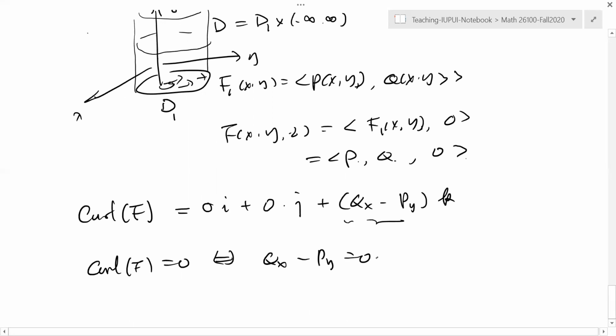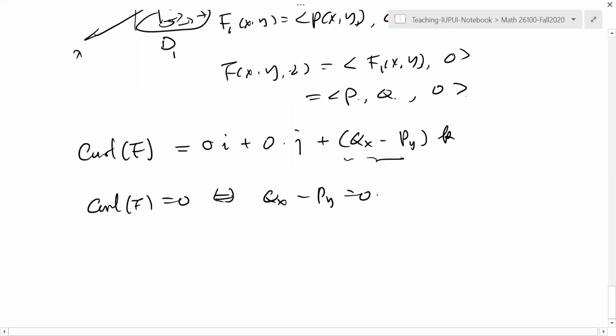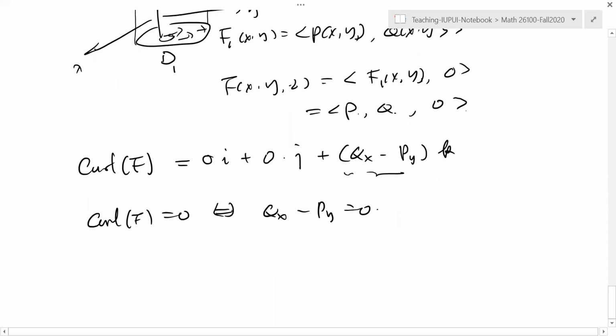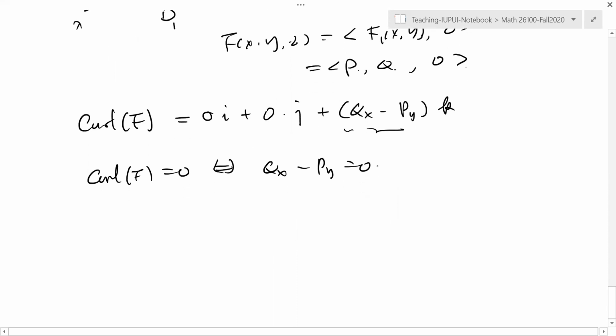So this is going to be 0, because this equation is a necessary condition for F being a gradient of some function. All right. So that's the two-dimensional explanation for the curl of a vector field. So this is a vector field, and k is a constant vector.